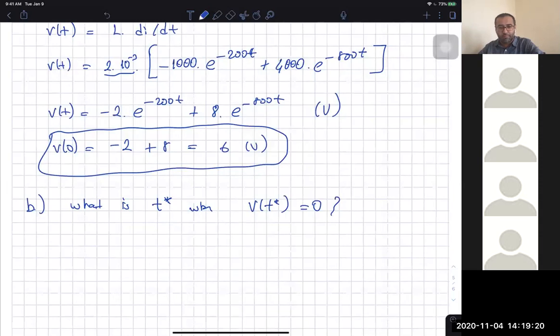We can find it from the equation maybe. This one? V of t, yeah. So how do we find it? Let's say we have a given function. How do we find the time instant when it becomes 0? We are basically trying to calculate the zero crossing of the function. How do we do this?